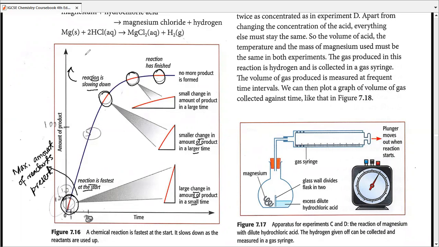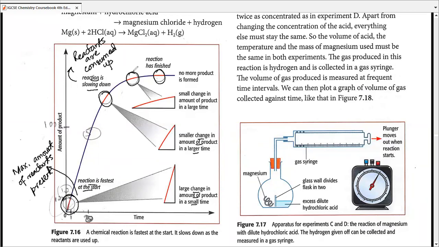Why? Because the reactants are consumed up. Not consumed up completely, but a major portion of the reactants are consumed up. So of course, it's going to start slowing down.